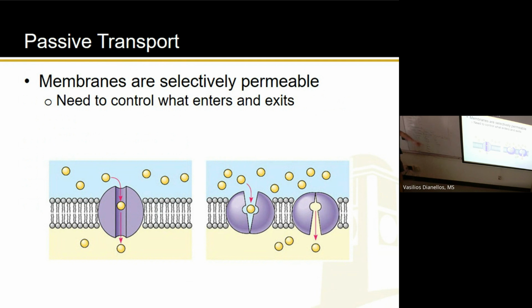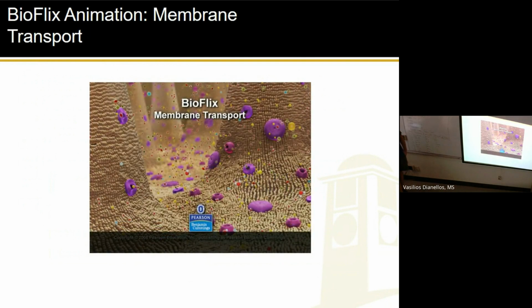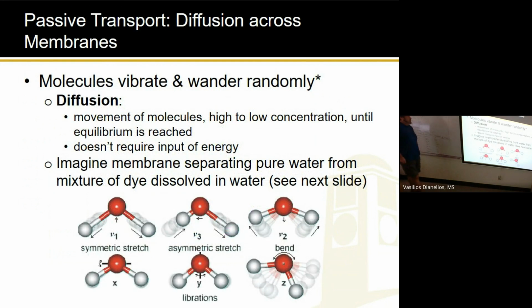If you download the PowerPoint, you can watch this little animation. It shows little things coming in and out, and how certain things can come in and certain things cannot. Same here. It's the same kind of animation. It just looks more realistic. So you can watch that if you want. Here are some things you already know. If you've done the pre-lab, you already know this. But here we go anyway.